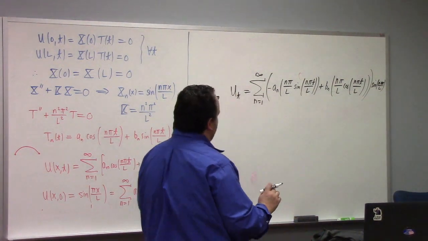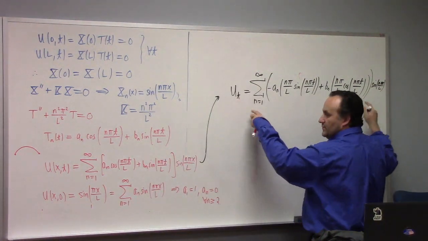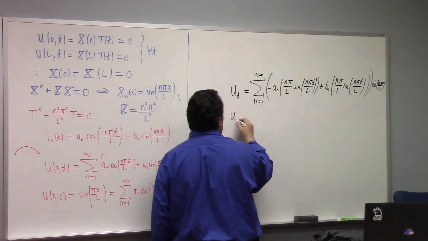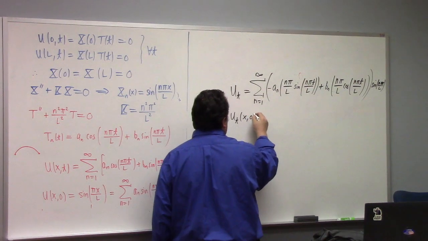So all I did was differentiate our general formula with respect to t. And you see now when I plug in u_t of x,0, what do I get?